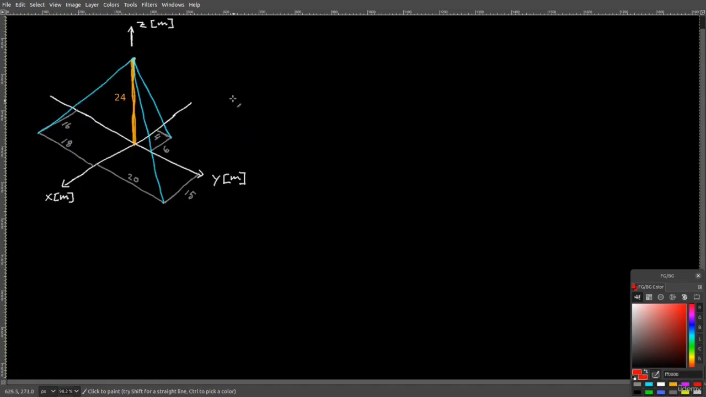I have a tower here. We assume that there is no wind.